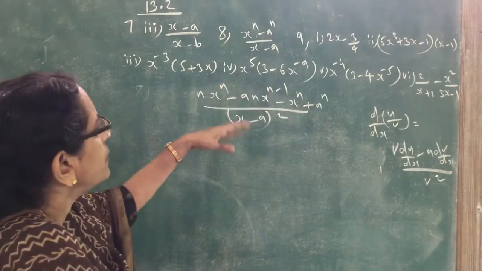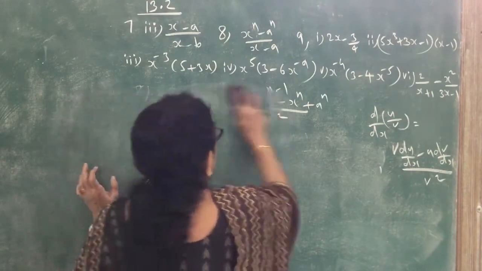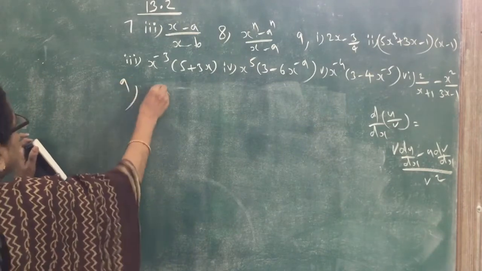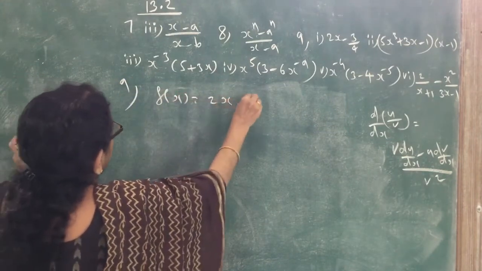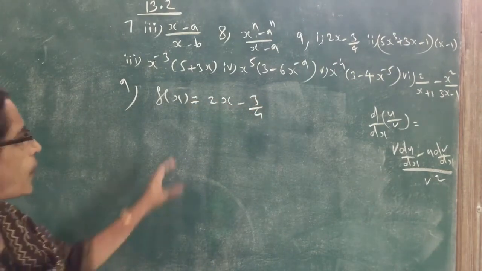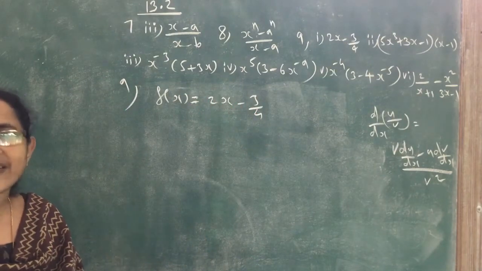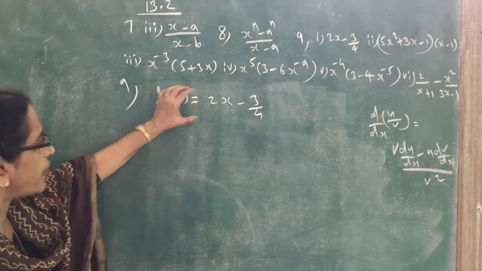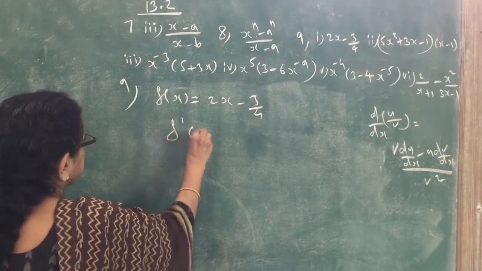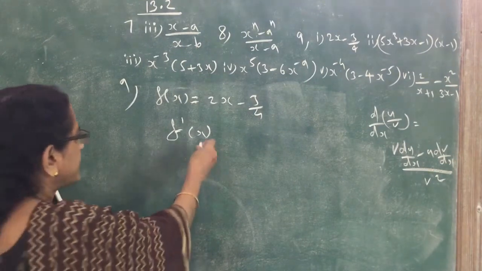Now, ninth one, we have to find the derivative of these functions with respect to x. For the first one, f of x equal to 2x minus 3 by 4. We have to find the derivative. Write the given function as f of x, or you can write y. Then the derivative of f of x is written as f dash x, which is the derivative of f of x with respect to x. So we can find the derivative f dash x.